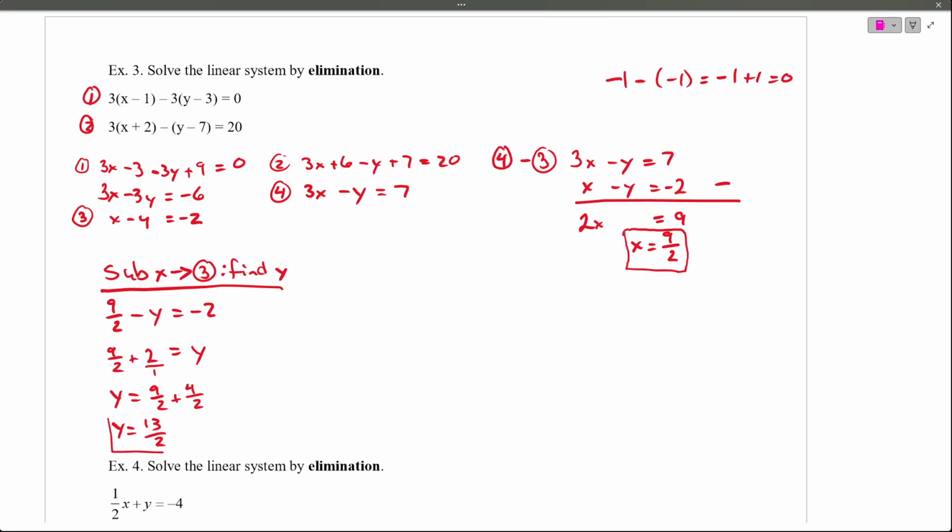Again, not a pretty number, but that doesn't make it wrong. That's just the way it is. So therefore, in this case, the point of intersection is going to be 9 over 2 for our x, and our y is 13 over 2. Okay, one more left to do.